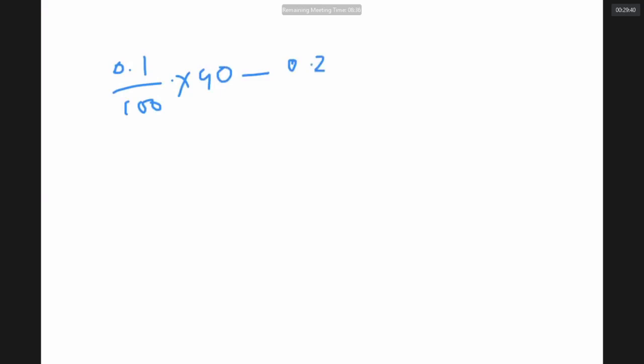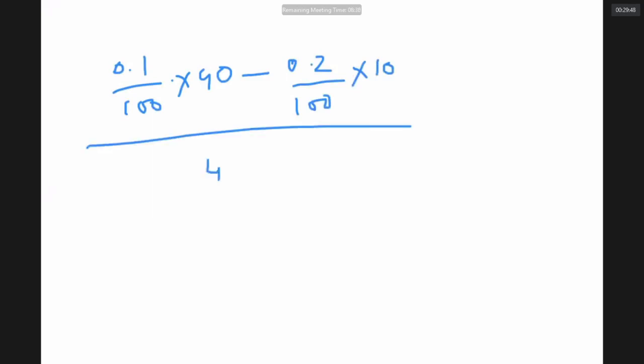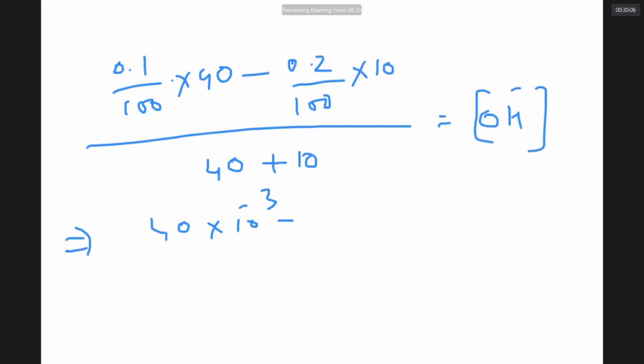NBVB minus NaVa divided by V1 plus Vb plus Va is equal to the concentration of OH minus ions. This implies 40 into 10 to the power minus 3 minus 2 into 10 to the power minus 3, into 2.